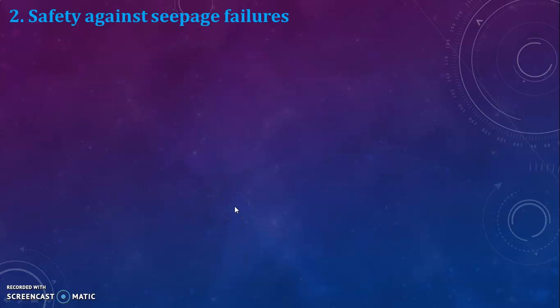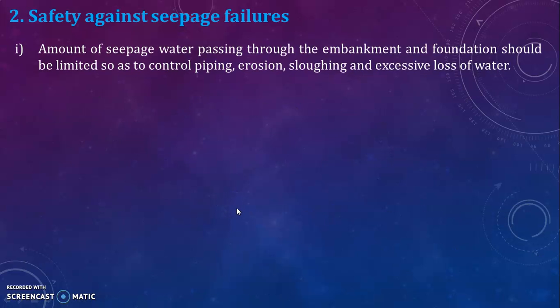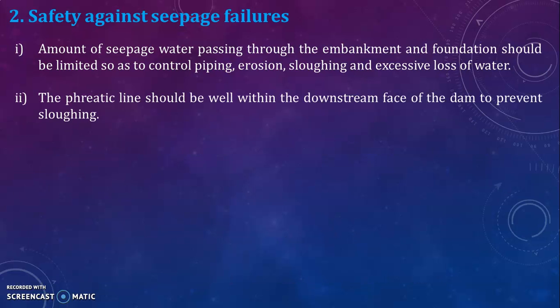Next one is safety against seepage failures. Amount of seepage water passing through the embankment and foundation should be limited so as to control piping, erosion, sloughing and excessive loss of water. The phreatic line should be well within the downstream face of the dam to prevent sloughing.